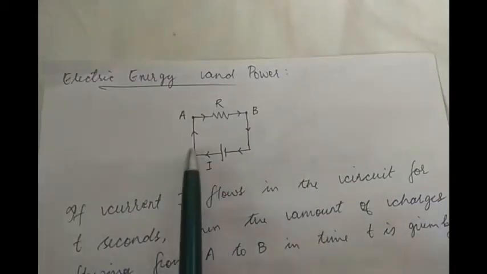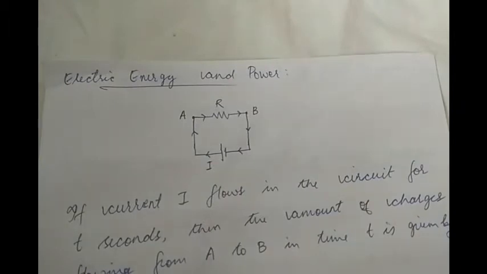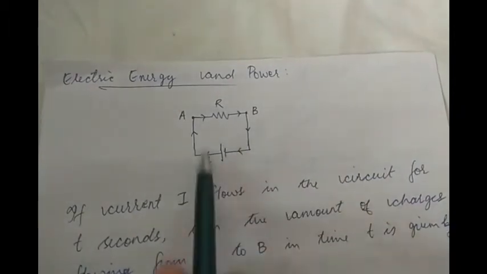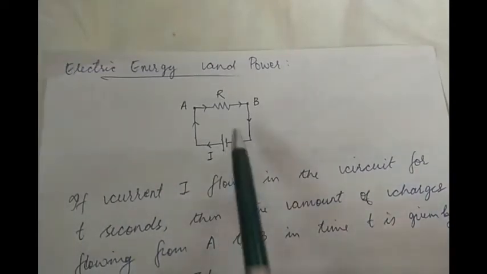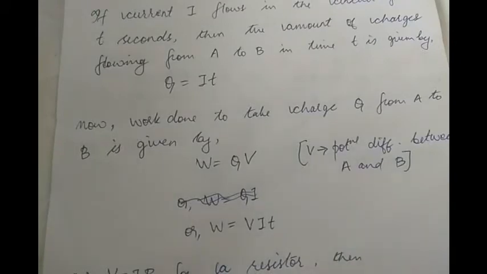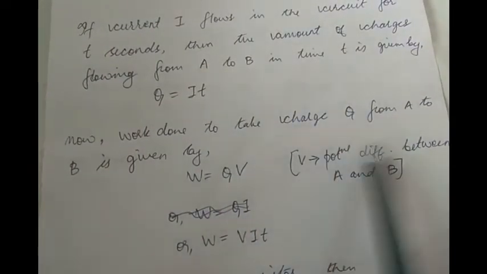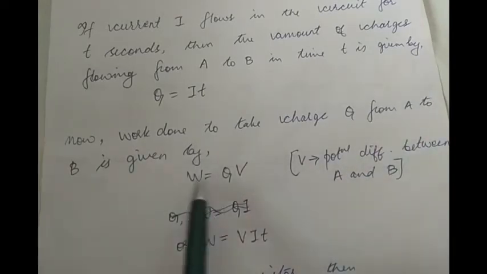Now, for a charge to move from one point to the other, work has to be done. Work is being done by this external power source, of course. The battery is doing work in here. So the work done by the battery to move charge Q from point A to B in time t, that is exactly what I've written over here. Work done to take charge Q from point A to B is given by W is Q into V.